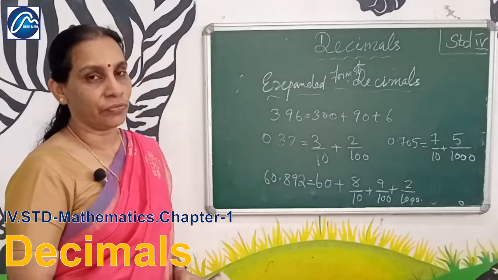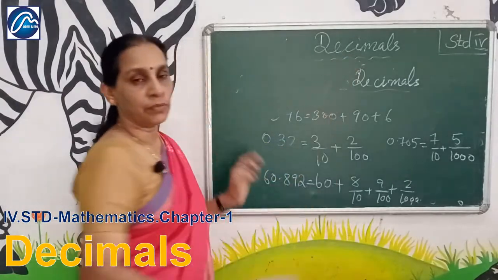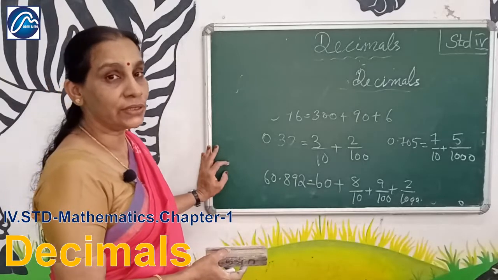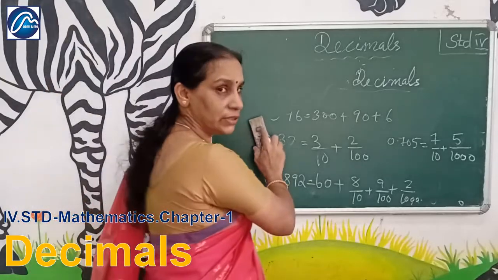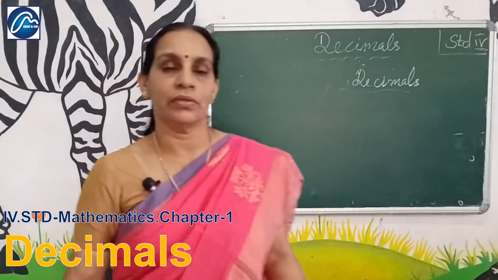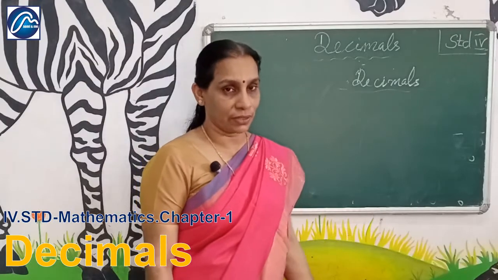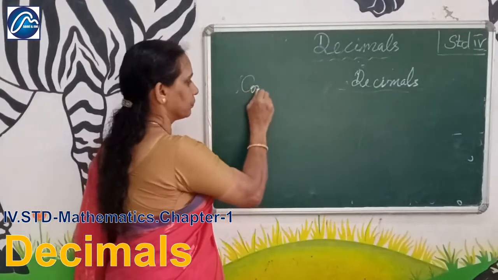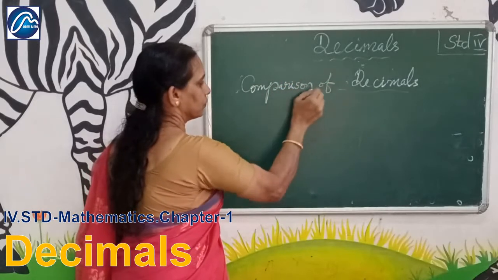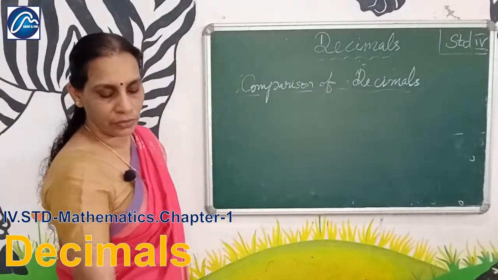Next one, comparison of decimals. Suppose you are given two decimal numbers, you have to find out which is greater or which is smaller. Suppose നിങ്ങൾക്ക് ഒരാൾക്ക് 0.8 പോയിന്റും ഒരാൾക്ക് 0.08 പോയിന്റും കിട്ടിയെന്ന് വിചാരിക്കാം. വിച്ച് ഈസ് ബിഗർ എന്ന് നോക്കാം. First നമുക്ക് bigger number നോക്കാം.